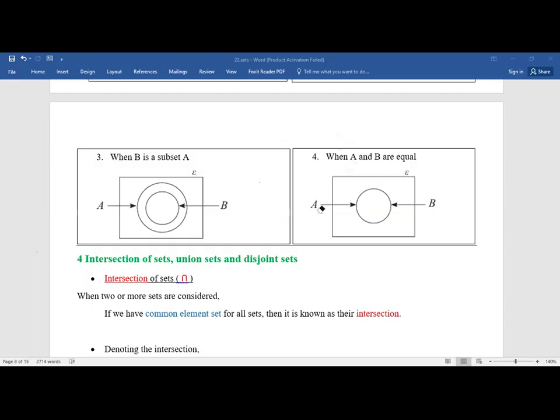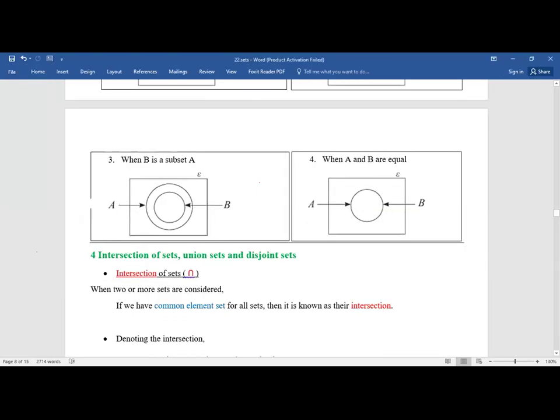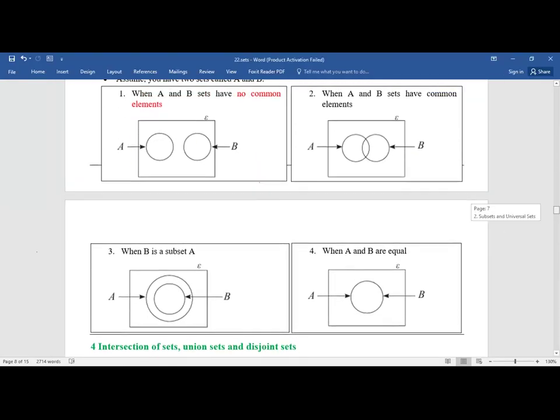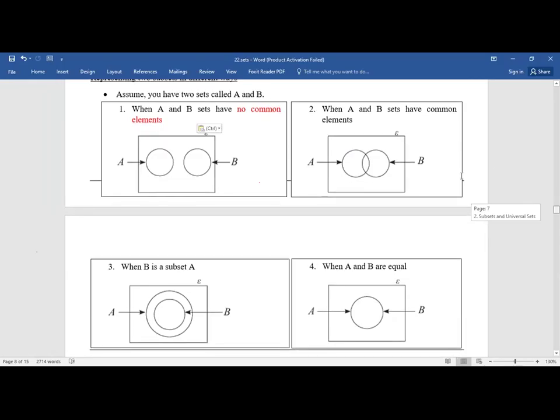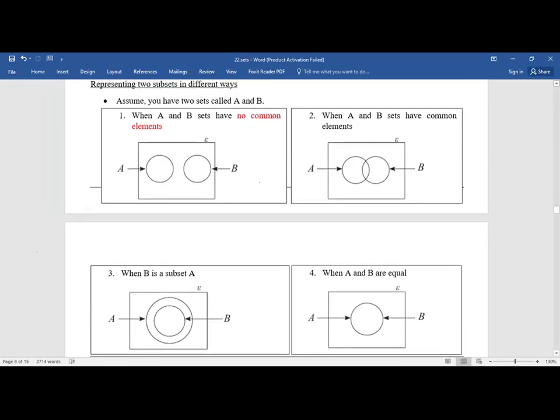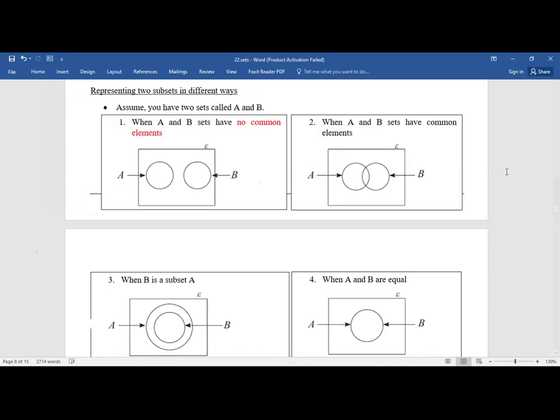Please draw these things. You need to remember these. So I will take this to the upper side so that you can write. Hope you can see. Write this and draw this. Representing two sets in different ways. Assume you have two sets called A and B, and draw this one, and this one, and this one, and also draw this.